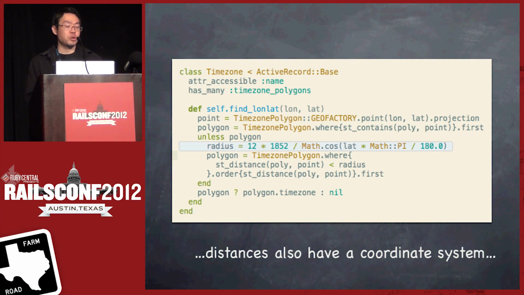Now, another thing to note here is that just like location data, distances are also relative to a particular coordinate system. Since our database uses a Mercator projection, we need to convert that distance, 12 nautical miles, to the corresponding value in Mercator space. And so here, this is the formula that performs that conversion. You can look up all this math on Wikipedia or something. It's one of the few things they actually get right over there.